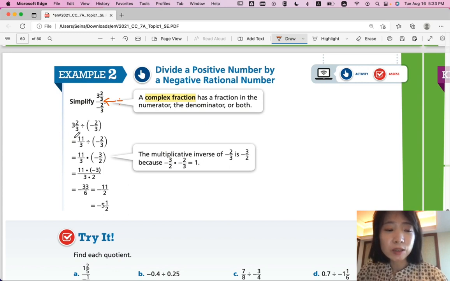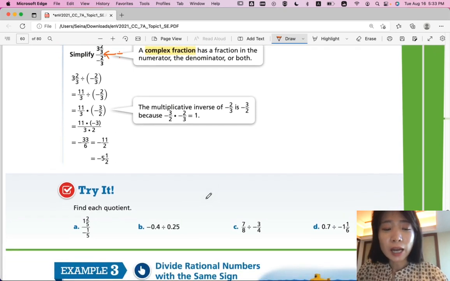So changing the mixed number into a fraction and changing the division equation into a multiplication by using the reciprocal of negative 2 over 3, we can multiply 11 and negative 3 and 3 and 2 in order to get negative 33 over 6. And that gives you negative 11 over 2, which then could be written as a mixed number, negative 5 and 1/2. So if you follow the steps one by one using the knowledge that you have for multiplication and division, you'll be able to solve a complex fraction as well.